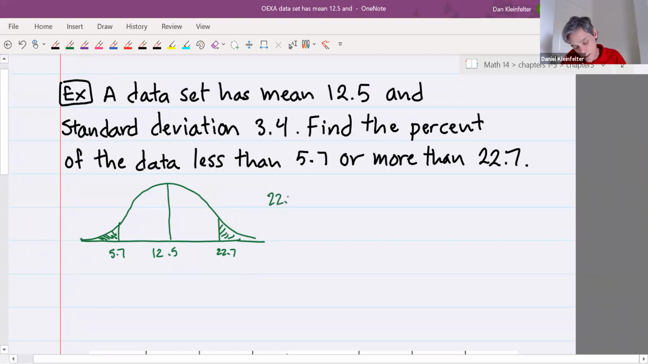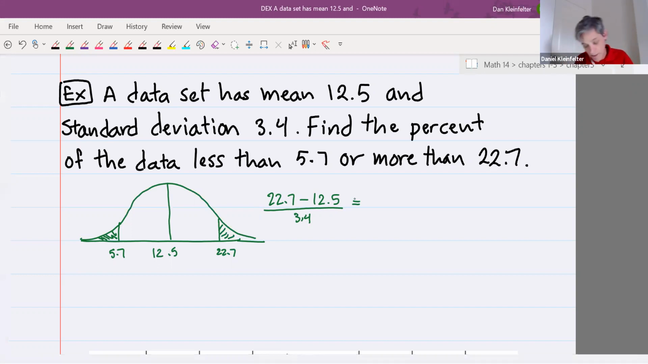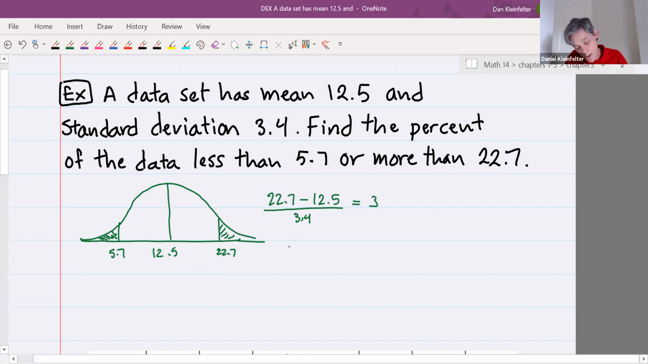So we'll have 22.7, which is our upper end, minus the mean of 12.5. And we're going to divide that by our standard deviation of 3.4. So let's calculate. That's 3. Okay, so I'm betting the other end is the same, but let's check.